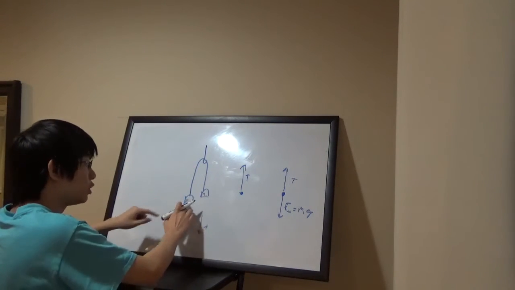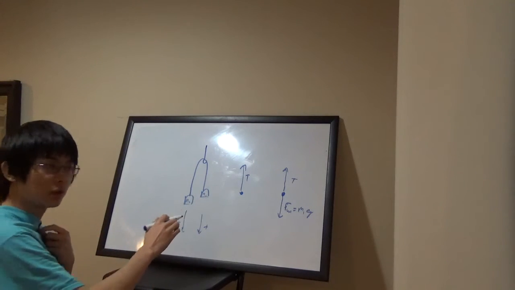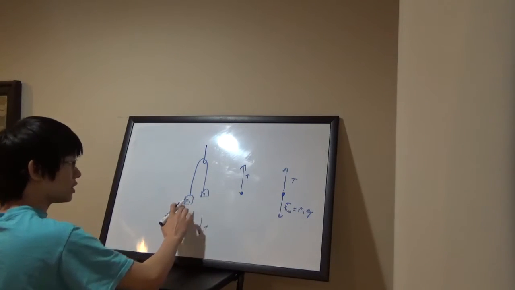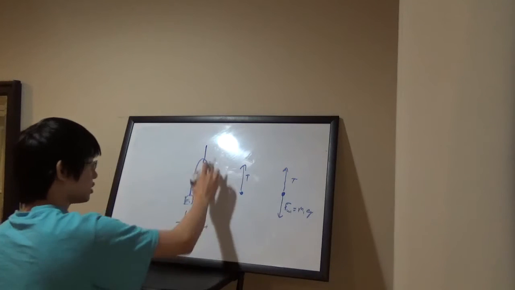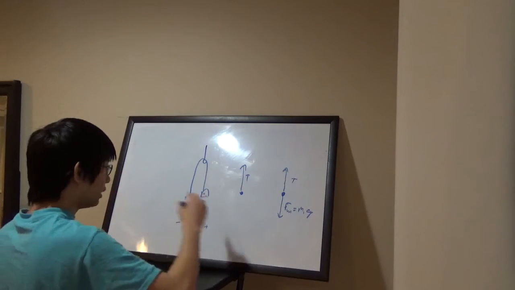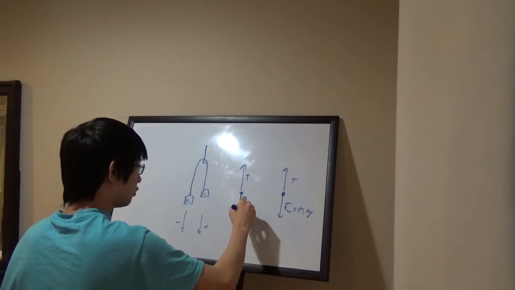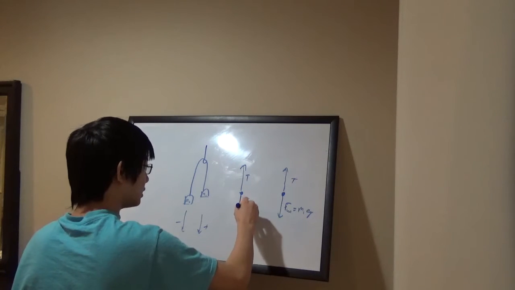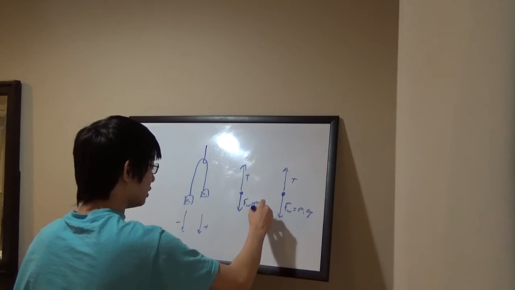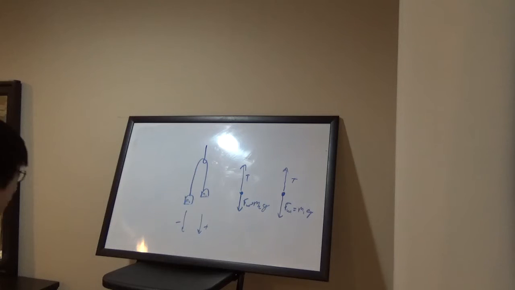So the force M2 applies on M1, according to Newton's third law, is the same as the force M1 applies on M2. So this tension, which is the force M1 applies on M2, is the same. And then the gravitational force on M2, or the weight, is equal to M2G. Alright, so we've drawn the free body diagram.